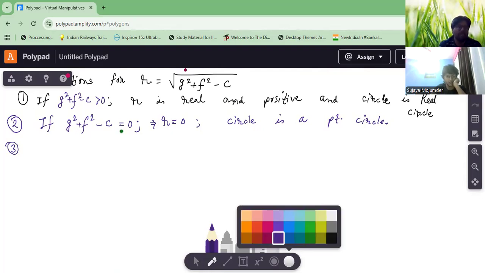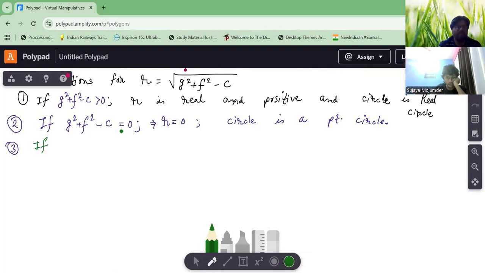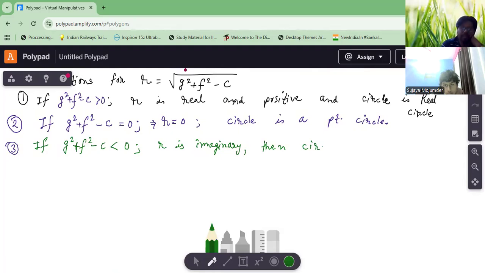Yes, sir. Now, suppose I am taking G square plus F square minus C, and this time it is lesser than 0. So radius is becoming imaginary, yes or no? Yes, sir. R is imaginary, right? Okay, R is imaginary. And if R is imaginary, then circle is an imaginary circle.